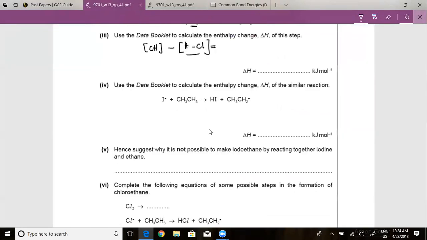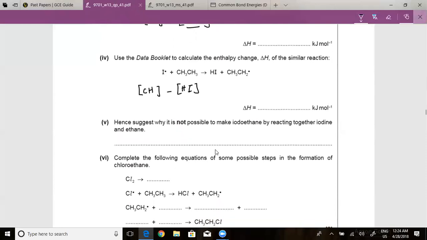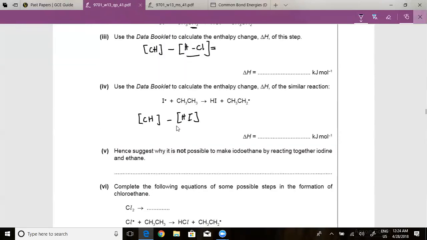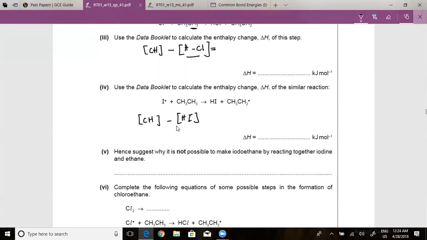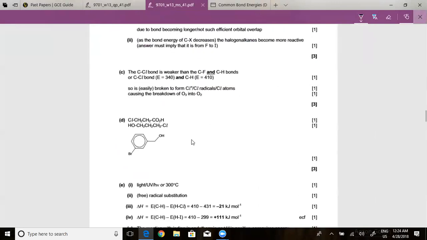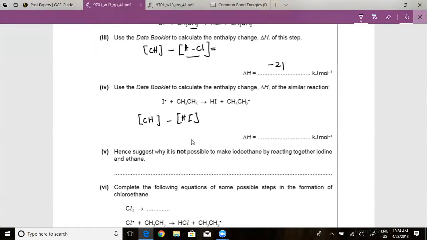Use the data booklet to calculate the enthalpy change of a similar reaction. Now this is again the same thing. Okay, CH minus, बस अब HI कर लो. सही है. Suggest why it is not possible to make iodoethane by reacting together iodine and ethane. ठीक है. Let's check the values. 821 minus 21. दूसरा plus. So this is plus 111. ठीक है, so this is endothermic.